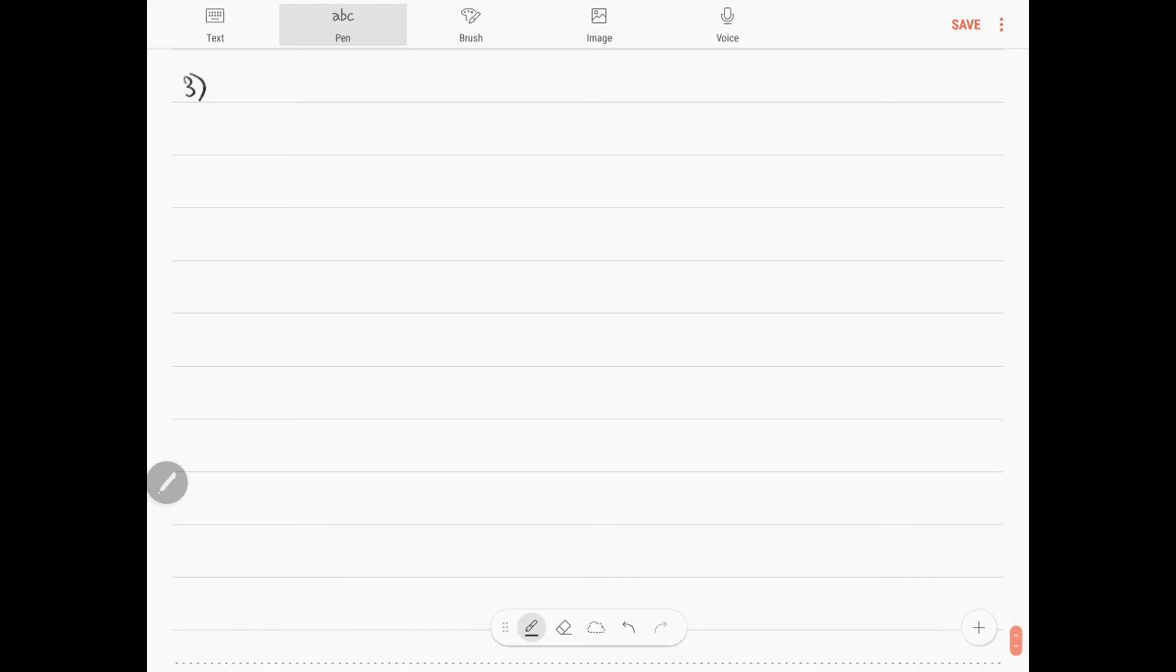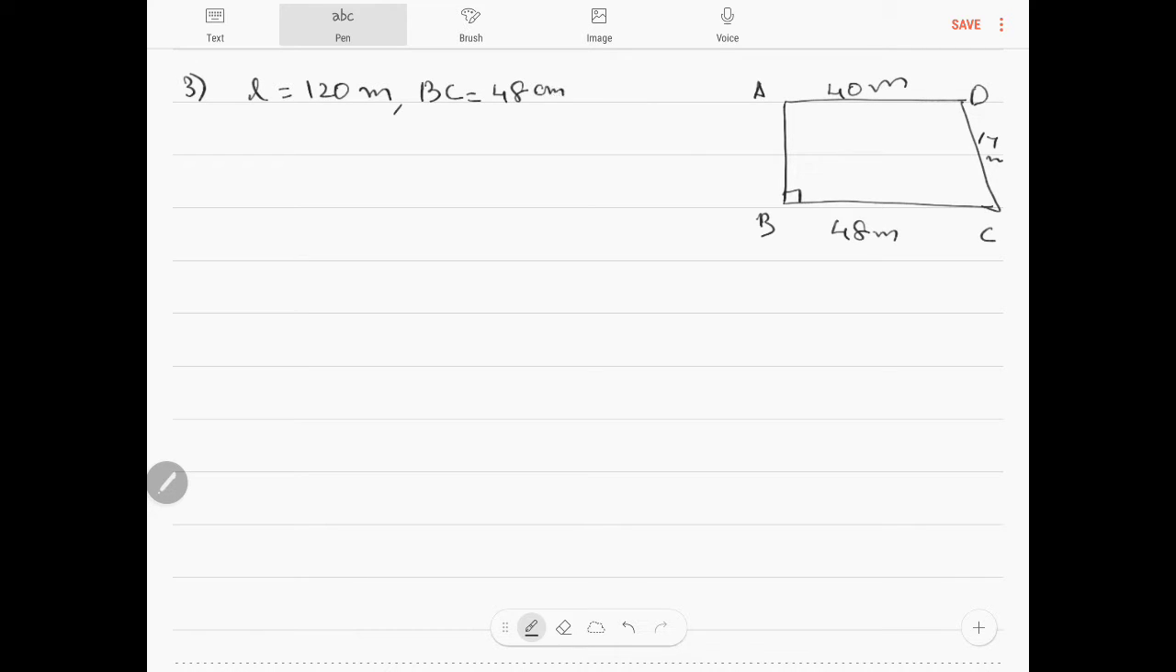Question number 3. Length of the fence of a trapezium shaped field ABCD is 120 meters. If BC is 48 meters, CD is 17 meters and AD is 40 meters, find the area of this field. Side AB is perpendicular to the parallel sides AD and BC. And this is the diagram ABCD. This is 40 meters, 48 meters, 17 meters. The length is 120 meter. BC will be 48 meters. CD is 17 meters. AD is 40 meters.